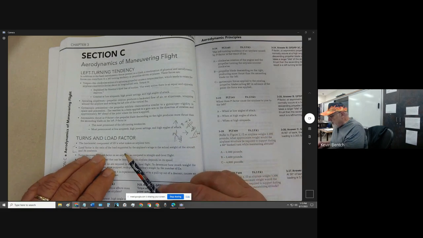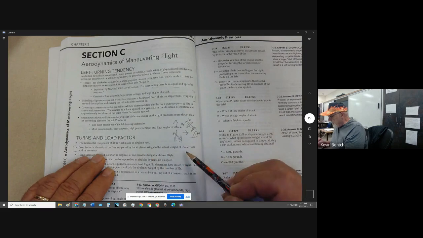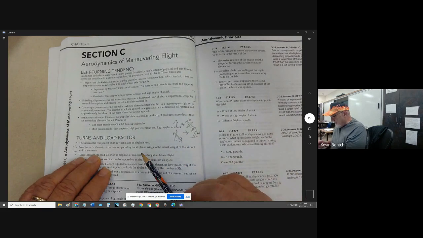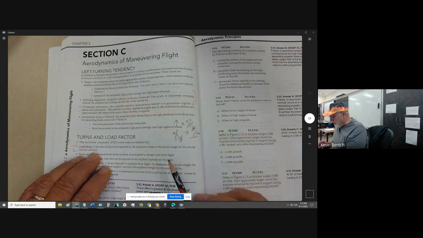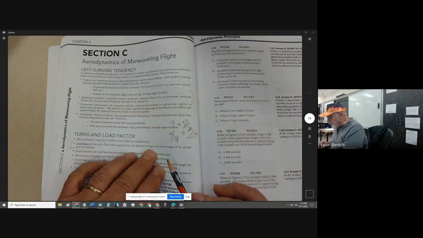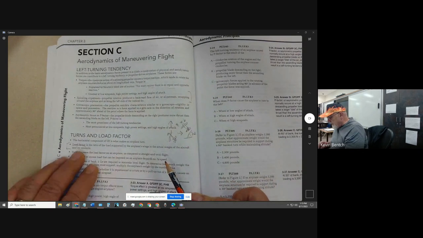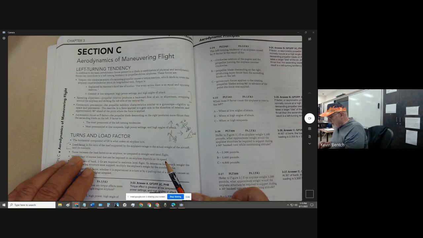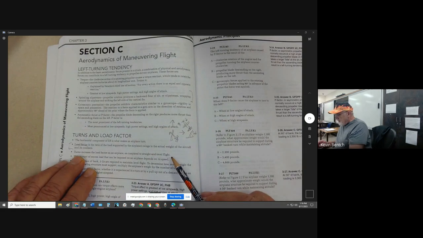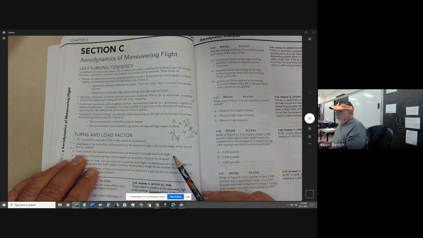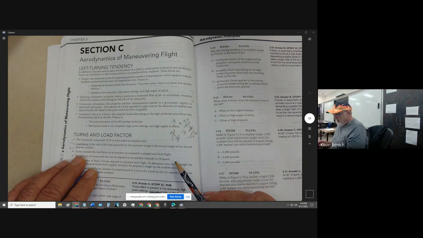Next thing, load factor is the ratio of the load supported by the airplane's wings to the actual weight of the aircraft and its contents. That's the load factor. I have trouble with that definition. I have to read it several times to understand it. Number 3 here, turns increase the load factor on an airplane as compared to straight and level flight. There's a chart we're going to look at that shows that when you're at a 30 degree bank, you have to multiply the weight of the aircraft, I think, times 1.154. And when you do that, it's going to show you that your weight increases.